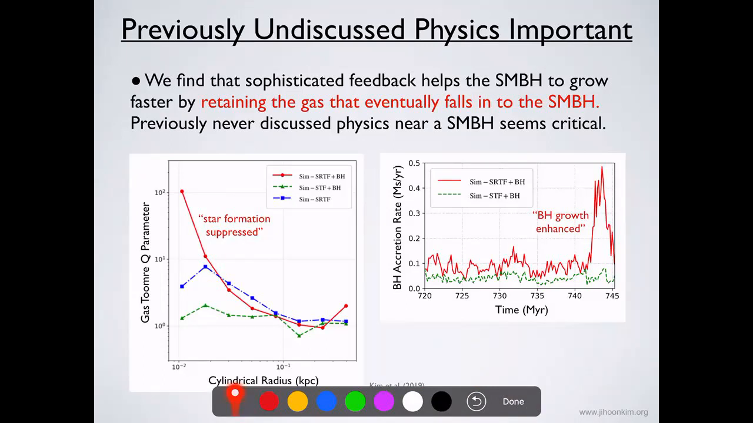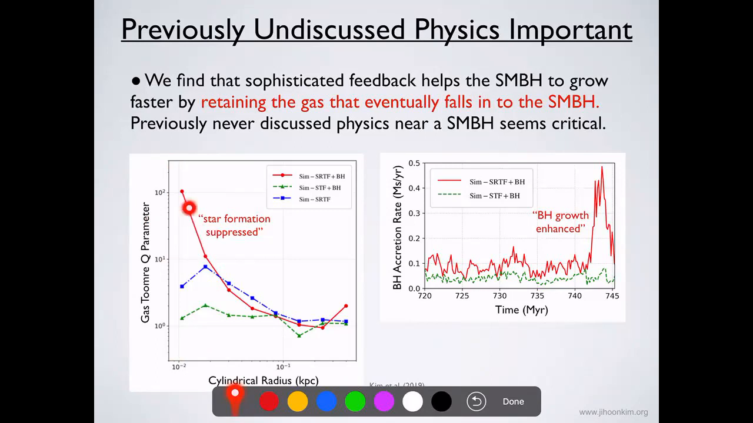form stars. I mean, to form stars, the gas has to first cool and collapse, and then the nuclear fusion process ignites. But if the temperature is high, then the gas just stays as is, and it never fragments, never collapses to form stars. So as you can see here, the x-axis is the distance from the supermassive black hole, and the y-axis is just a measure of how suppressed your star formation is in that region.